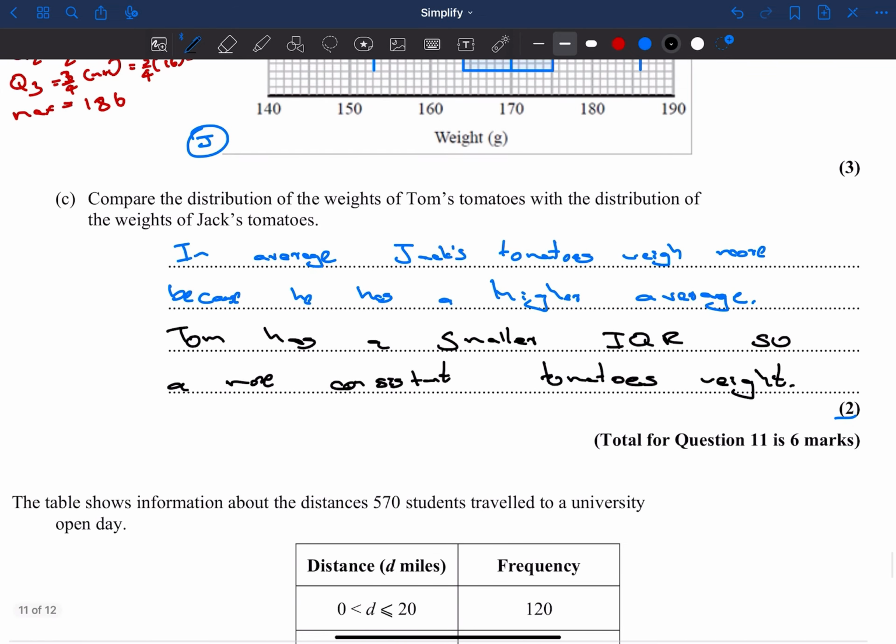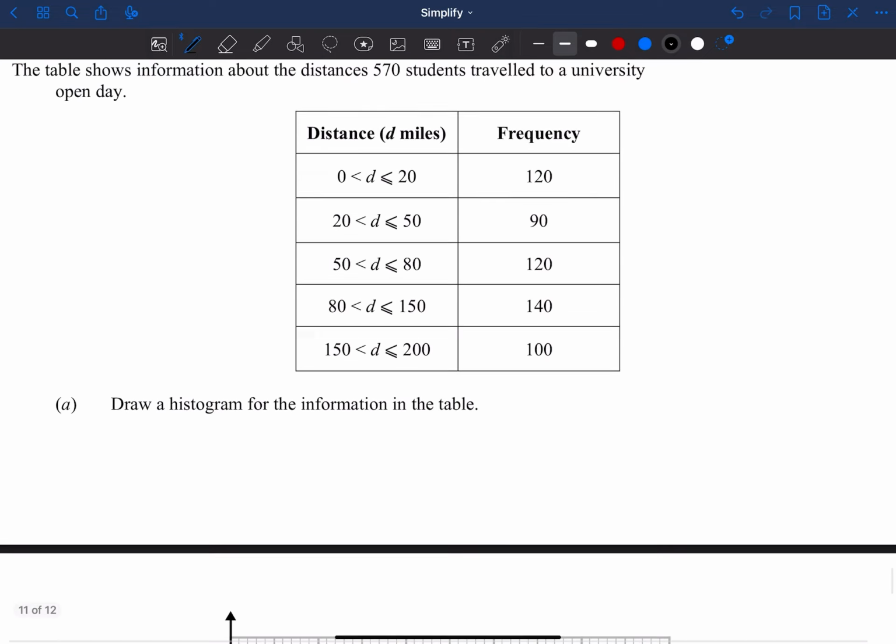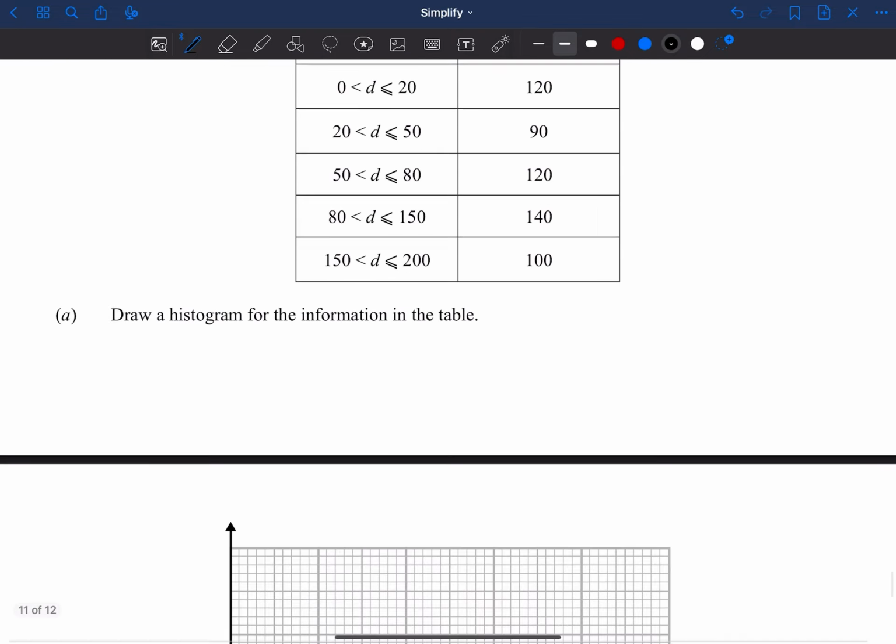Then remember, you talk about the median. Why did I say it has a higher average? My bad, the higher median, that's what I meant. You talk about the median, then you talk about the interquartile range, IQR. You can write IQR in an exam. Don't worry, you'll be fine.